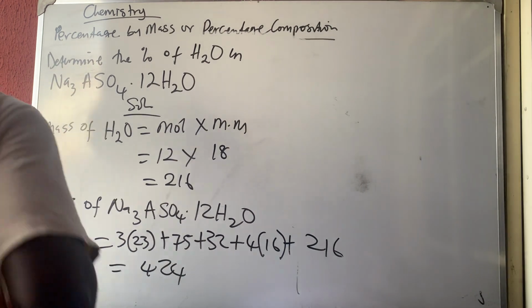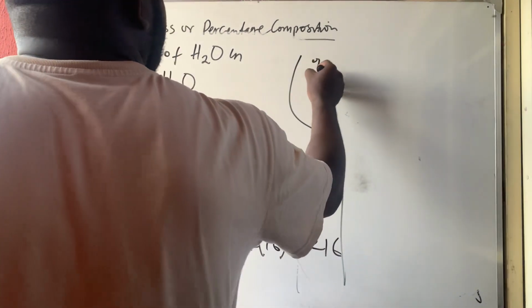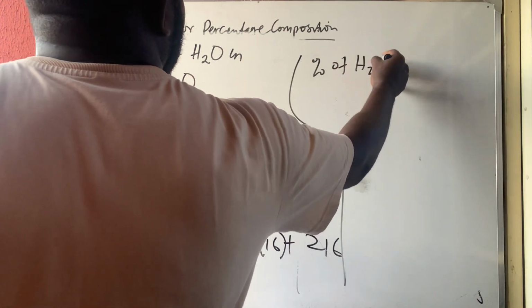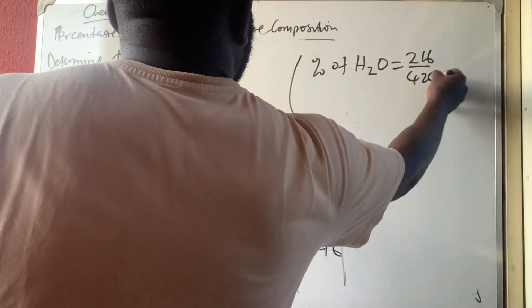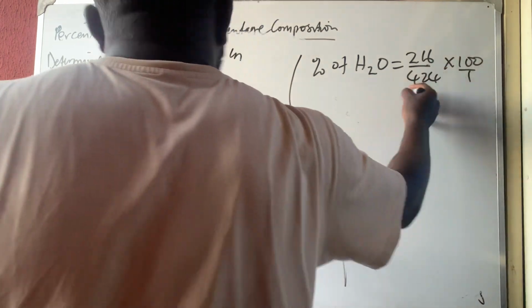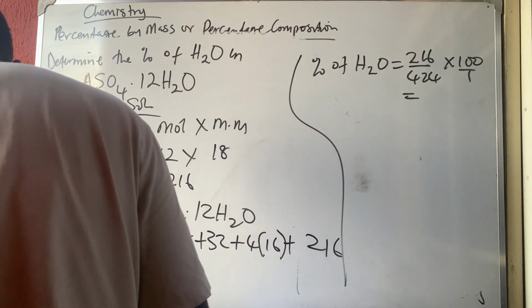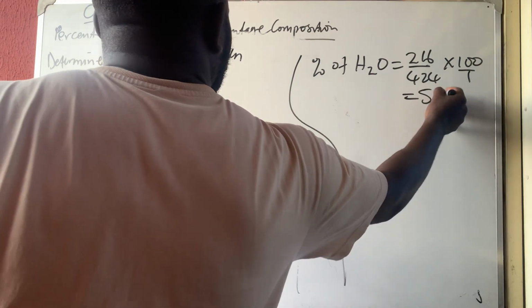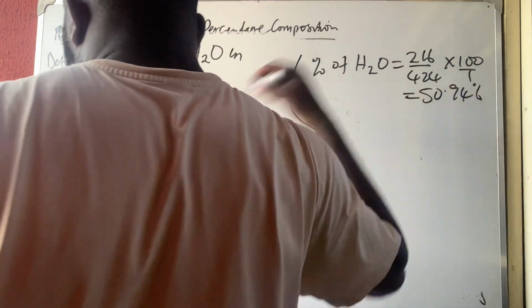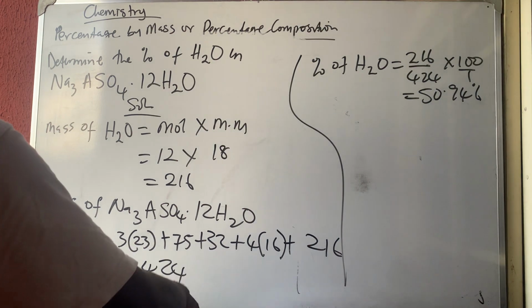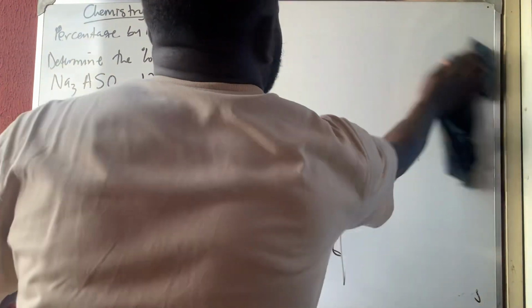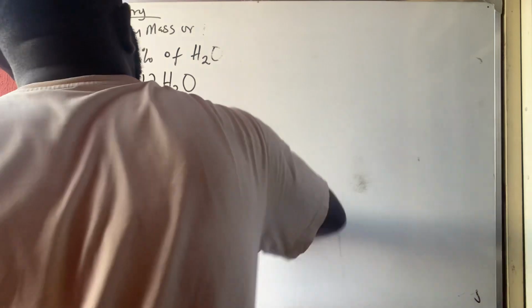So the percentage of H2O will now be what? 216 over 424 times 100 over 1. So if you do that, you are going to get 50.94%. 50.94%. Very, very simple. So let's solve the last question and then we are good to go.